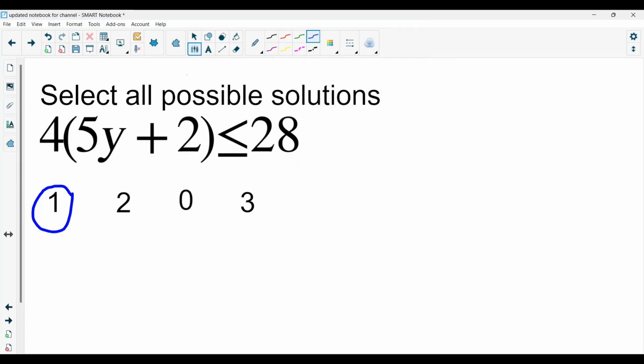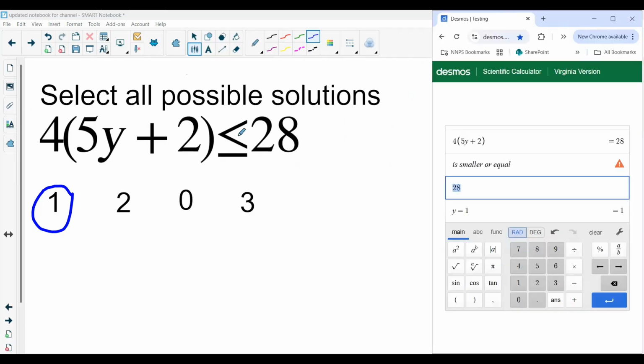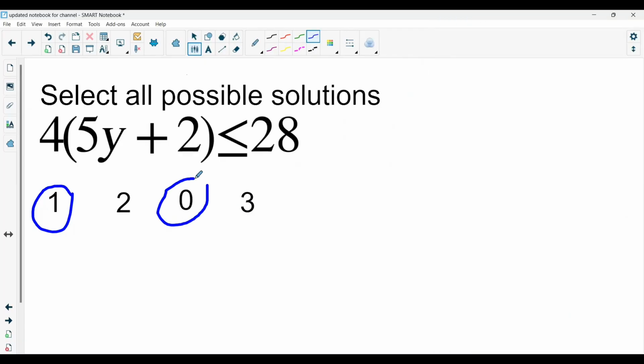All right. It would not be if the equal sign wasn't in our inequality sign over here. Okay. But since it is an answer. Let's put number 2. Is 48 smaller than 28? No. Is 48 equal to 28? Nope. Okay, get rid of that. Let's try 0. We have 8. You see? 8. Is 8 smaller than 28? Yep, that is a solution.